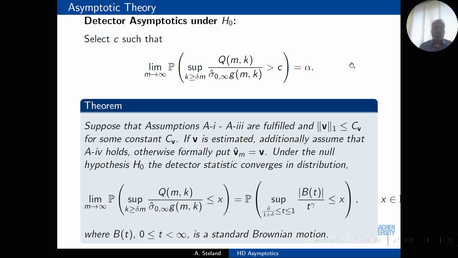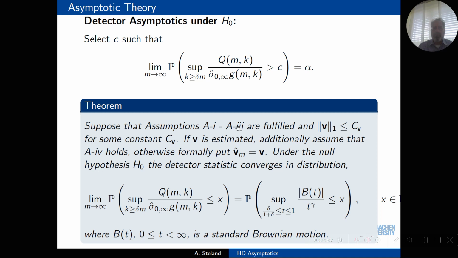So we can now derive the detector asymptotics under the null hypothesis. Of course, we want to select the parameter c, which is the multiple of our boundary function, in such a way that the probability that our detector gives a signal, although there's no change, is controlled by an error probability alpha. And the first result, this theorem, tells us that we have this weak convergence.